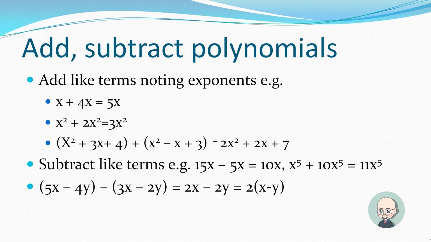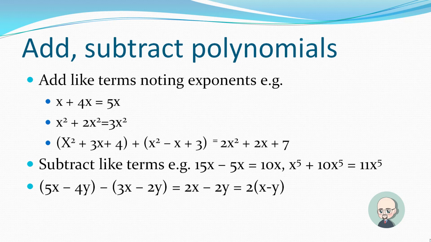So we add x squared plus x squared, and that gives us 2x squared. We add 3x and minus x. That's the same as subtracting x, so that would be plus 2x. And we add 4 and 3. That gives us 7. So be sure to look at the exponents. You can't add the ones that are different exponents, unless you do some rigmarole to get around it, but we'll get to that later. Subtract like terms, same thing.